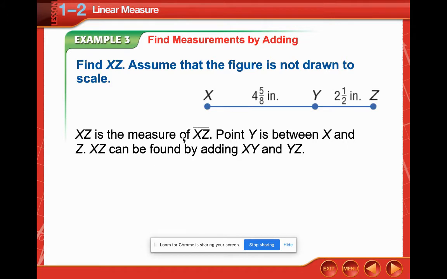So X is your house, and Y over here just so happens to be McDonald's. And you live 4 5/8, not inches, but miles, away from McDonald's. X is your house, Y is McDonald's, and Z is school. First you drive to McDonald's, and then you go from McDonald's to school. So from home to McDonald's is 4 5/8 miles, and from McDonald's to school is 2.5 miles.